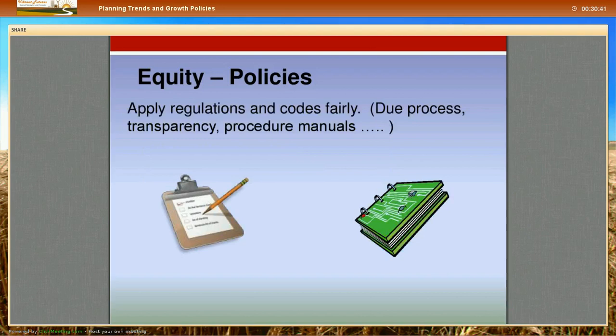Another policy regarding equity is the fair application of codes. Although most local governments make every effort to apply codes and regulations fairly, it is worthwhile to routinely review procedures and make sure your agency is exercising due diligence to achieve this goal. Tools like checklists and procedure manuals to make sure that rules are applied consistently and that the community is complying with open meeting laws or freedom of information requirements are simple methods to more effectively administer regulations.